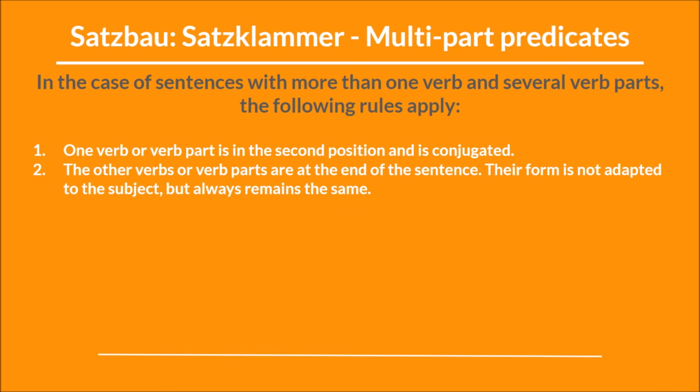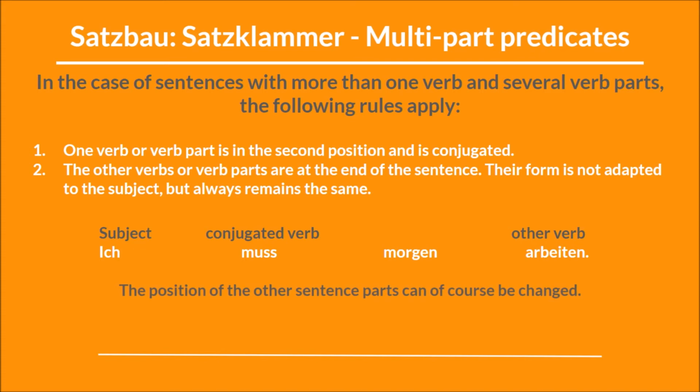In the case of sentences with more than one verb and several verb parts, the following rules apply. First, one verb or verb part is in the second position and is conjugated. With modal verbs, that's usually the modal verb. The other verb or verb parts are at the end of the sentence. Their form is not adapted to the subject, but always remains the same. So here we have the first example. Ich muss morgen arbeiten. I need to work tomorrow.